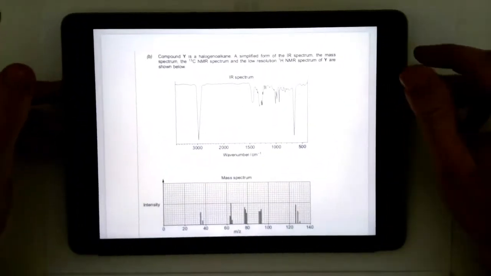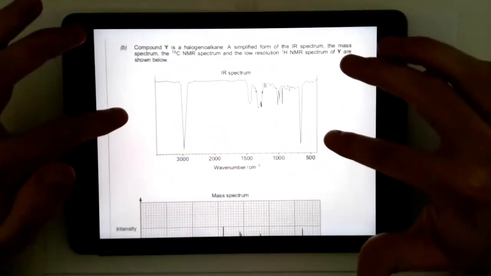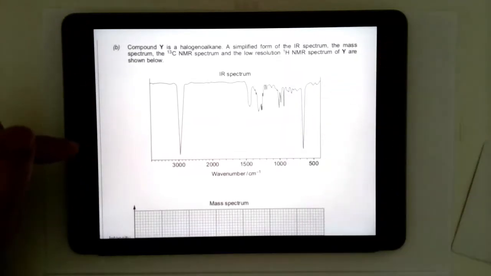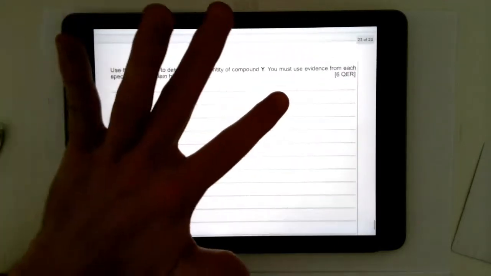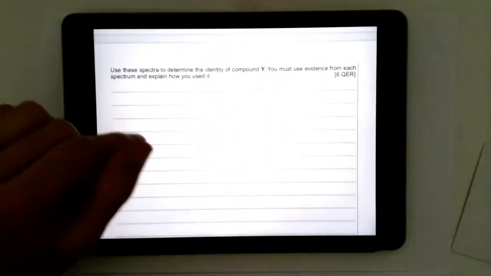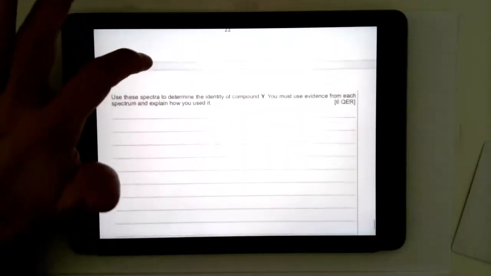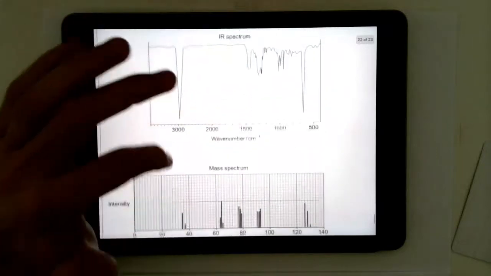So I thought just to finish this series we'd have a go at one of the bigger past paper questions on this. As I mentioned in one of the videos, what they like to do is combine all the different spectra together, or maybe one or two of the spectra together, and give you a big question. This one's worth 6 marks, and there's another one worth 10 marks elsewhere. We'll have a go at this one today.